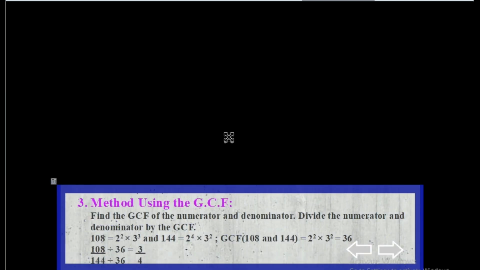And the last method is the method using the GCF. Find the GCF of the numerator and denominator. Divide the numerator and the denominator by the GCF. The GCF of 108 and 144 is 36. So divide 108 by 36 and 144 by 36. The answer is 3 over 4.